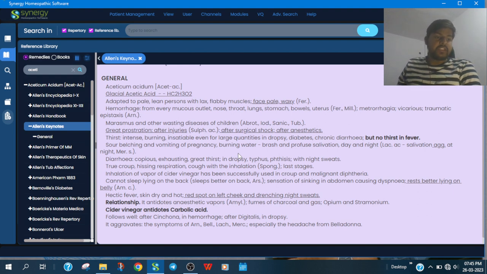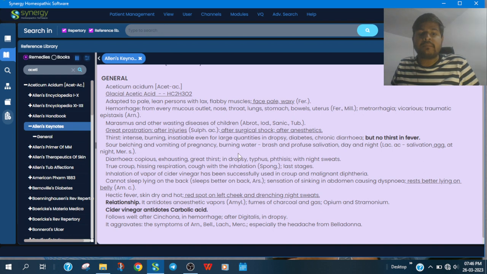Aconite has the symptom of a dry, suffocating, whistling sound. Talking about wheezing sound, it's in Spongia tosta. Talking about hissing respiration, hissing sound, that is acetic acid. Talking about whistling sound, like a whistle, that is Aconite. Then next, talking about inhalation of vapor, cider vinegar has been successfully used in croup and malignant diphtheria.